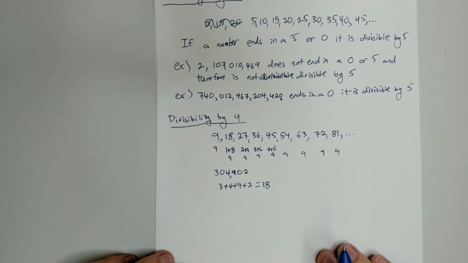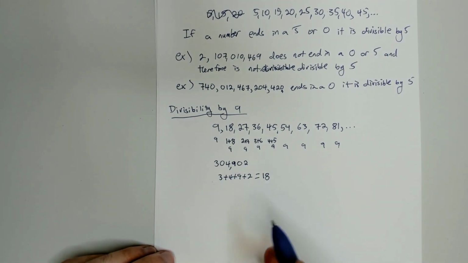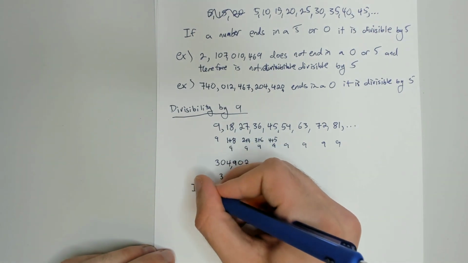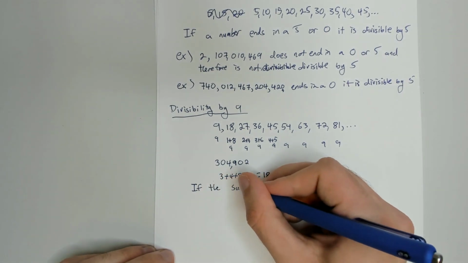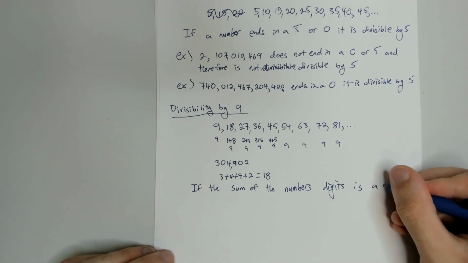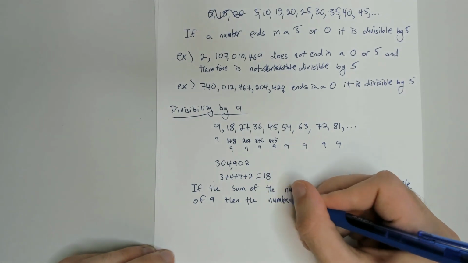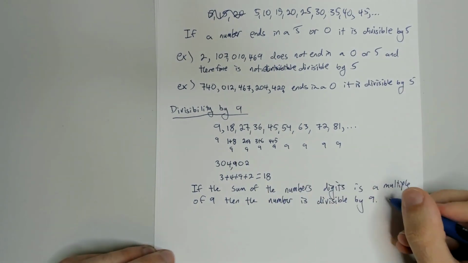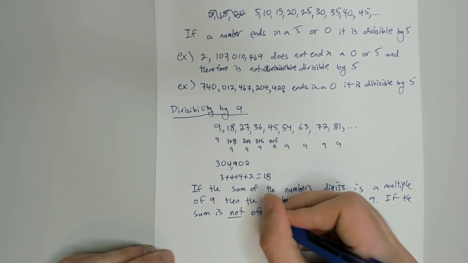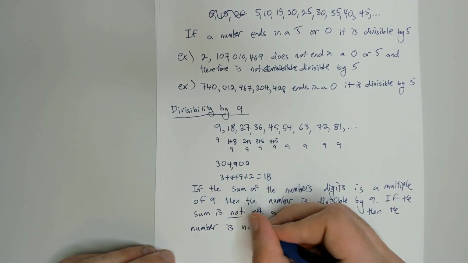So again, this is something I will prove in the future for all numbers using algebra, but for the time being, you can just try a bunch of examples and see it'll always work. So the rule will be if the sum of the number's digits is a multiple of 9, then the number is divisible by 9. If the sum is not a multiple of 9, then the number is not divisible by 9.